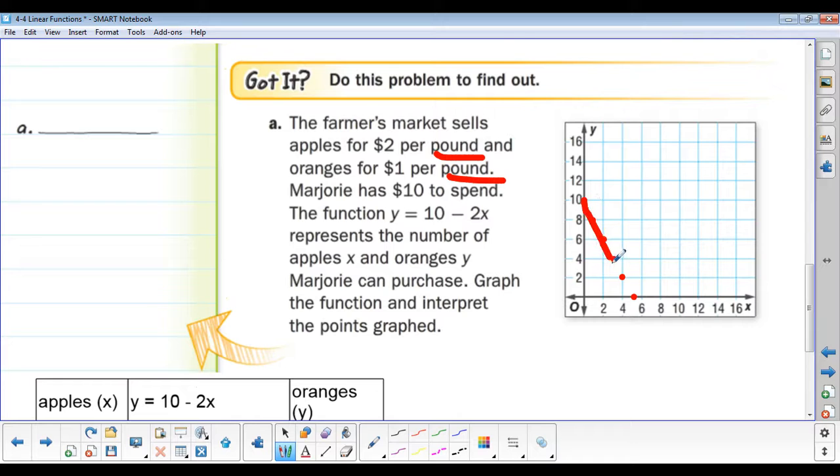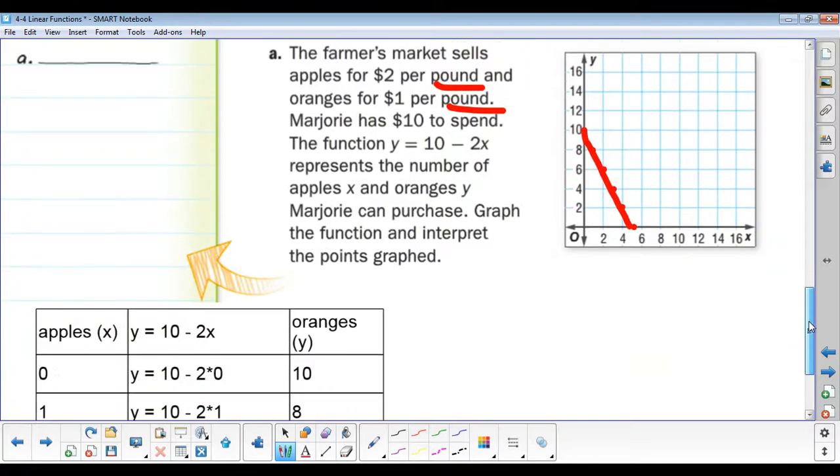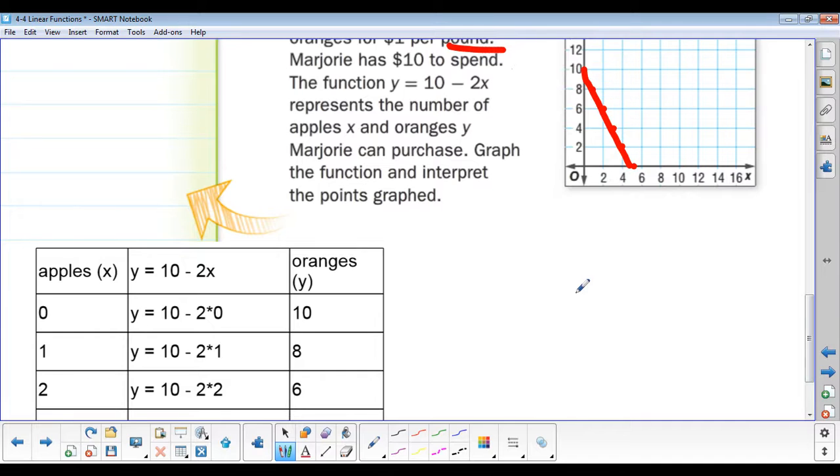So I'm going to go ahead and connect these dots. Now, we still can't have negatives. I can't buy negative apples or negative oranges, but we can buy the in-between.